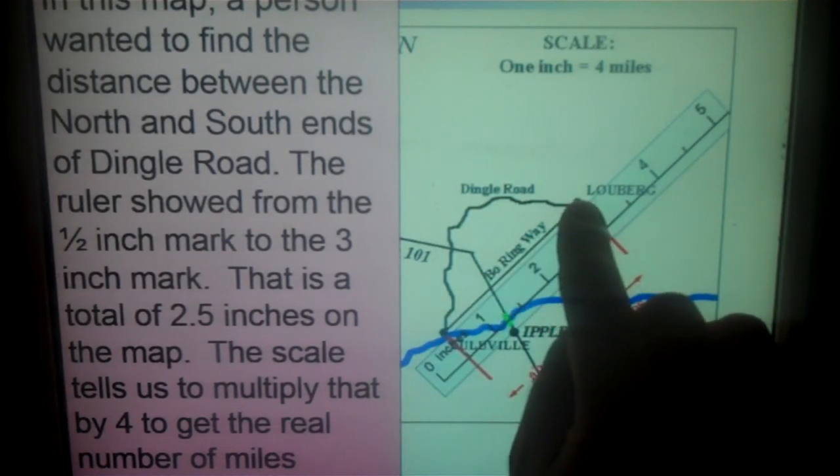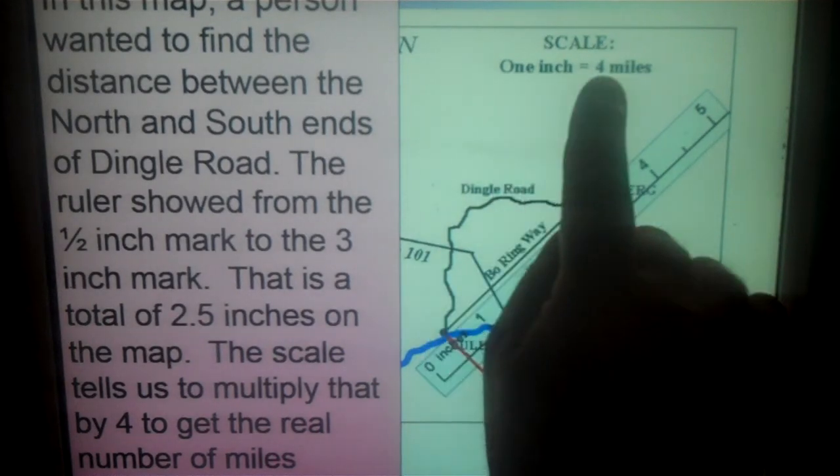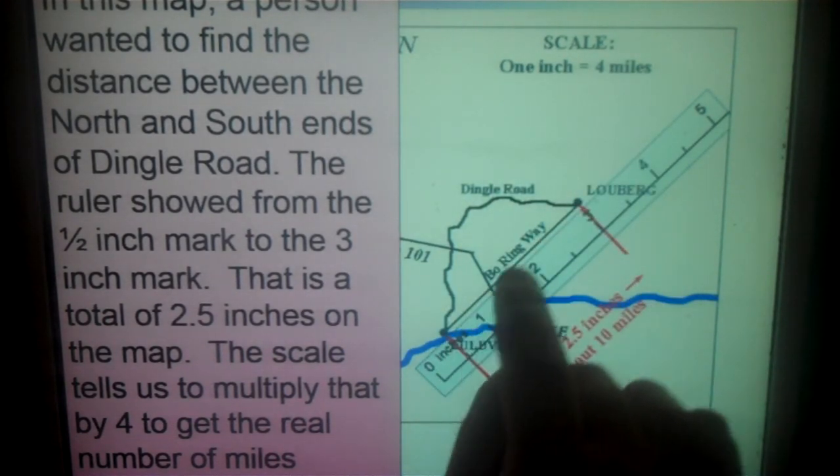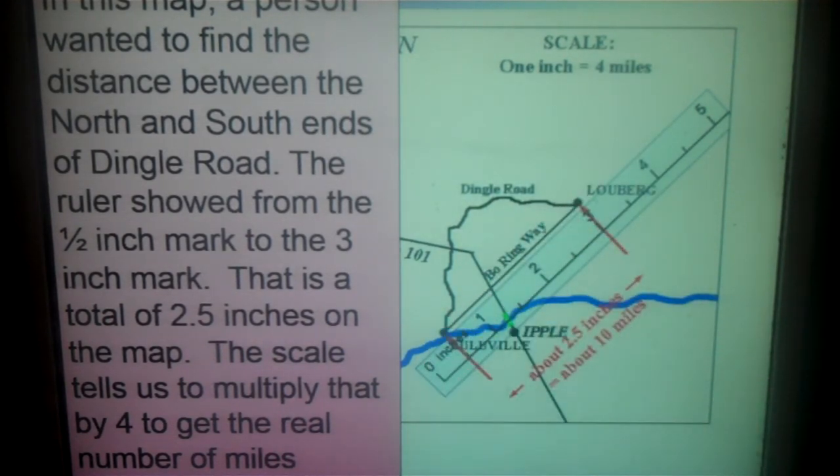This scale then would tell us right up here that for every inch you have 4 miles. We have to multiply the 2.5 inches by 4 miles to get the real number of miles between these two locations. So 2.5 times 4 will be 10 miles.